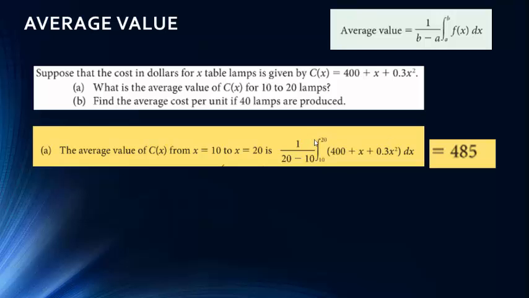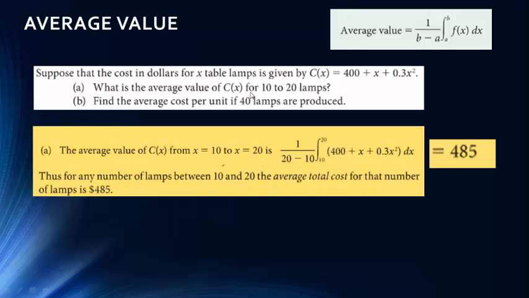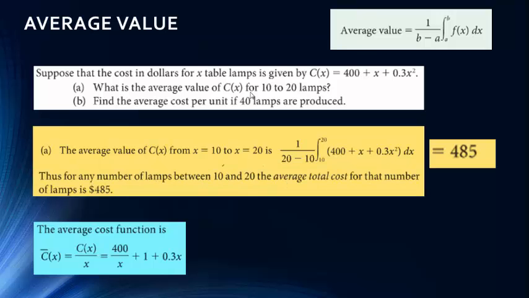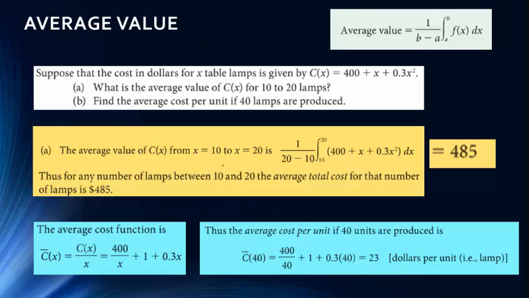Okay, now B asks us to find the average cost. Now remember, an average cost is going to be the total cost divided by the number of units that we produce. Okay, so we first calculate C of 40 and then divided by 40. Well, C of 40, we could also write C of 40 divided by 40.